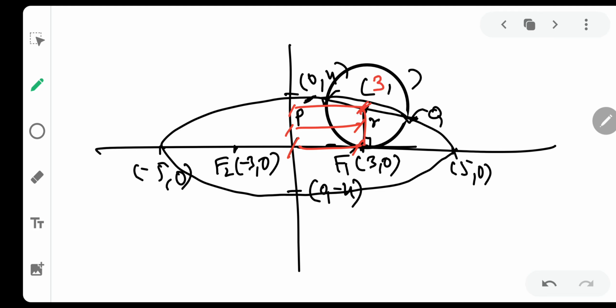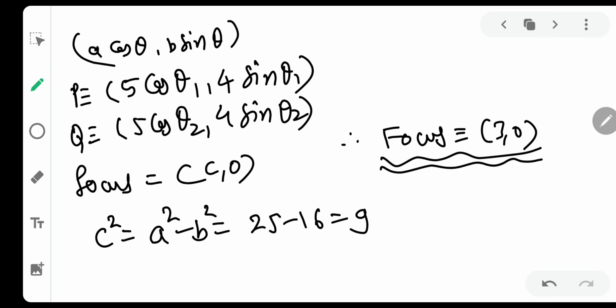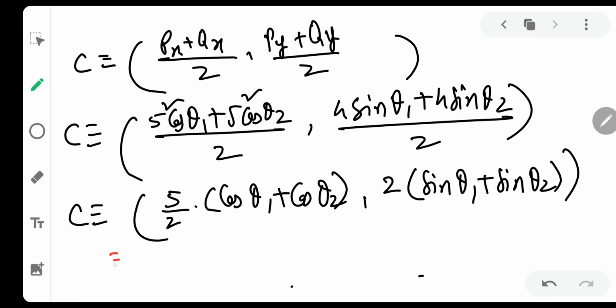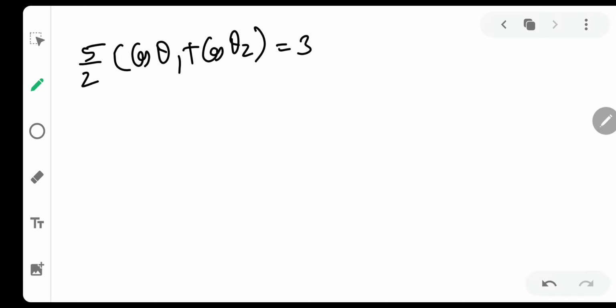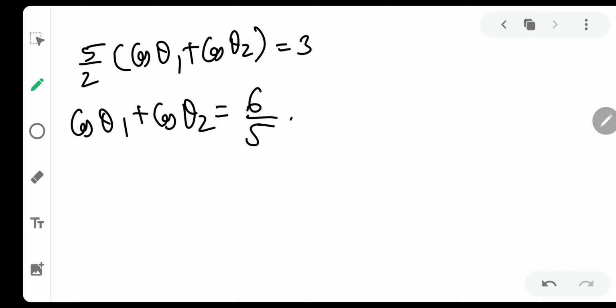And what will be the y coordinate? The y coordinate, as you can see, is the radius of the circle. So basically the center corresponds to (3, r). Now let us check the value of 3. So 5 by 2 (cos theta 1 plus cos theta 2) is equal to 3. That is what we have. So cos theta 1 plus cos theta 2 will be 3 into 2, 6 upon 5, for now.